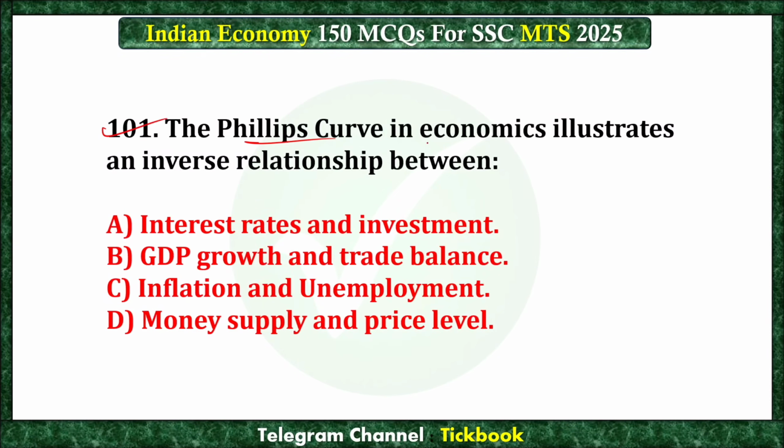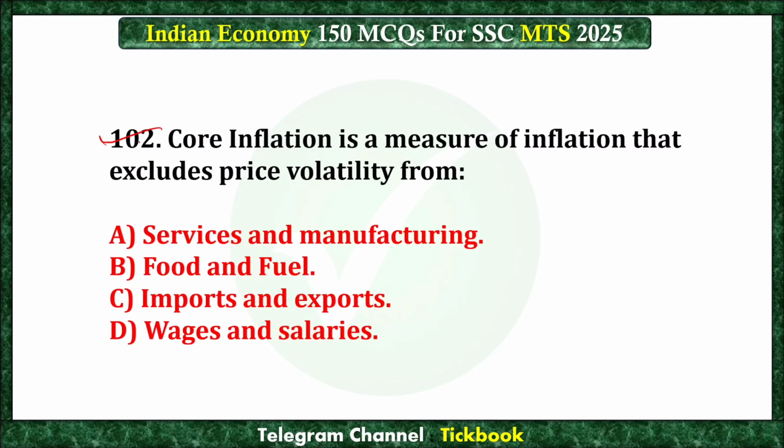101. The Phillips curve in economics illustrates an inverse relationship between... Option number C, inflation and unemployment. 102. Core inflation is a measure of inflation that excludes price volatility from... Number B, food and fuel.